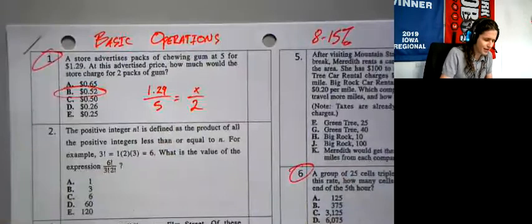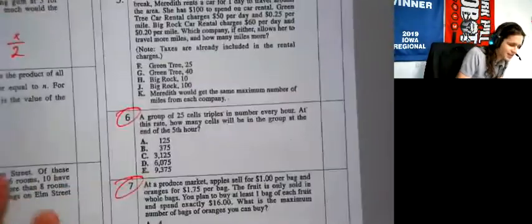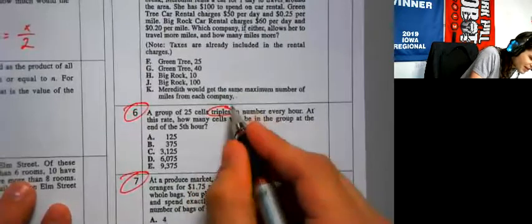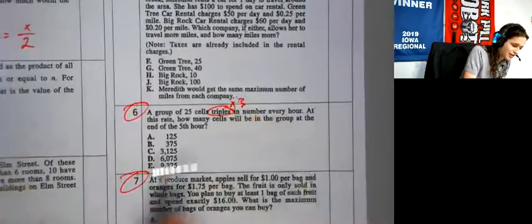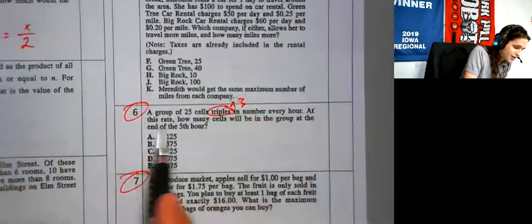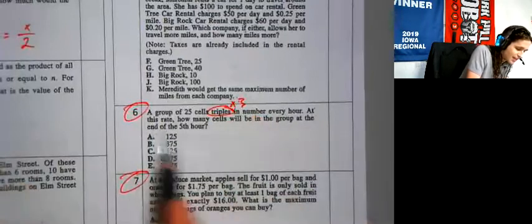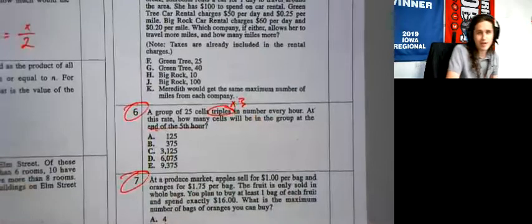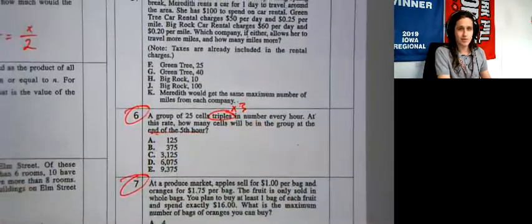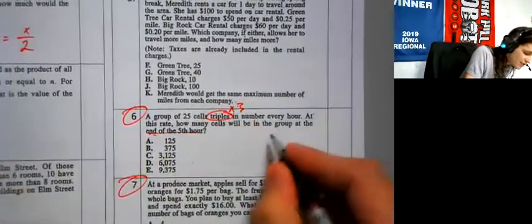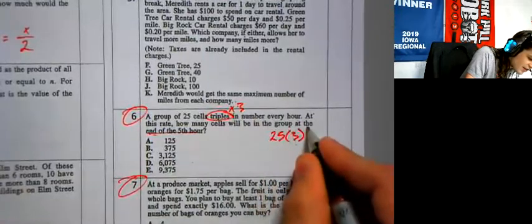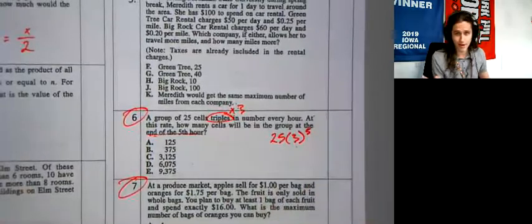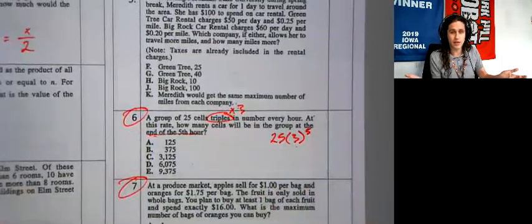So, hopping around, a group of 25 cells triples, times 3 in number, every hour. At this rate, how many cells will be in the group at the end of the 5th hour? Well, some of you might think, oh, that's an exponential function. And if one of you thinks, okay, well, duh, that's 25 times 3 to the 5th, congratulations, that's correct. But I don't think everyone's going to think of that.